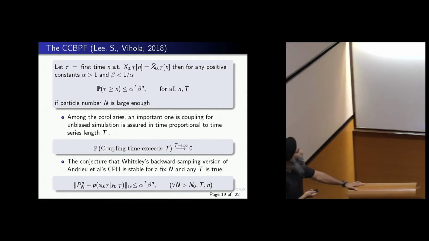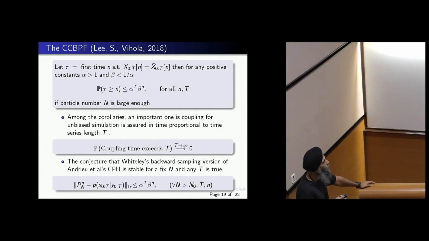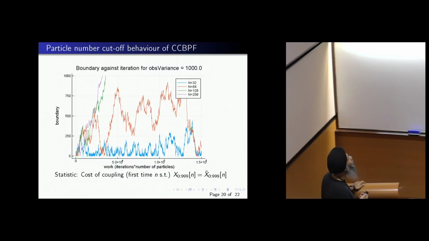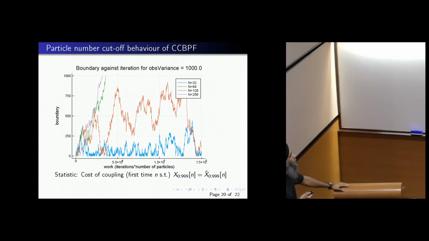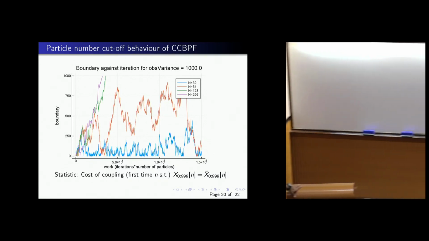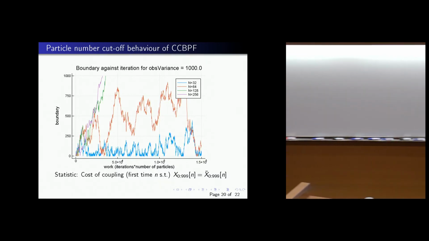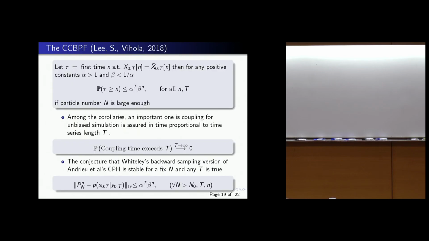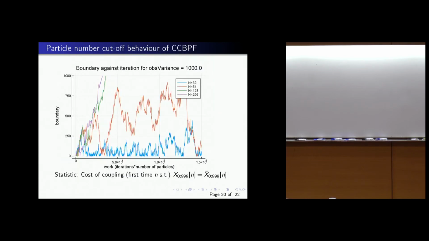So there are some numerical results. This paper hasn't been submitted yet, but we are tightening it up at the moment with some numerical studies. So these are some results I can show you. What I'm going to look at is we are trying to couple two time series of length 1000. Okay, the length of the time series here is 999, 0 to 999, so that's 1000.